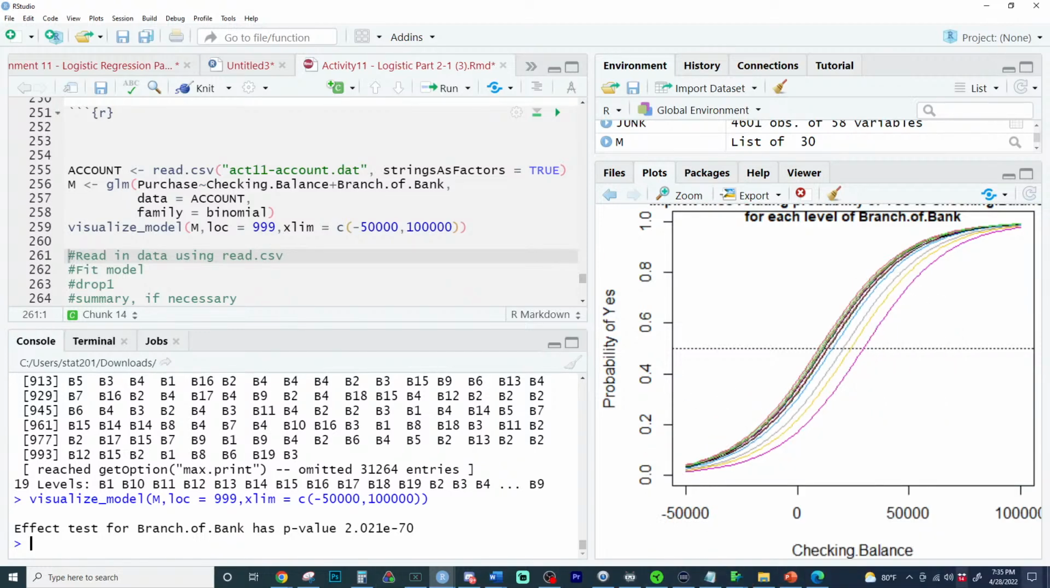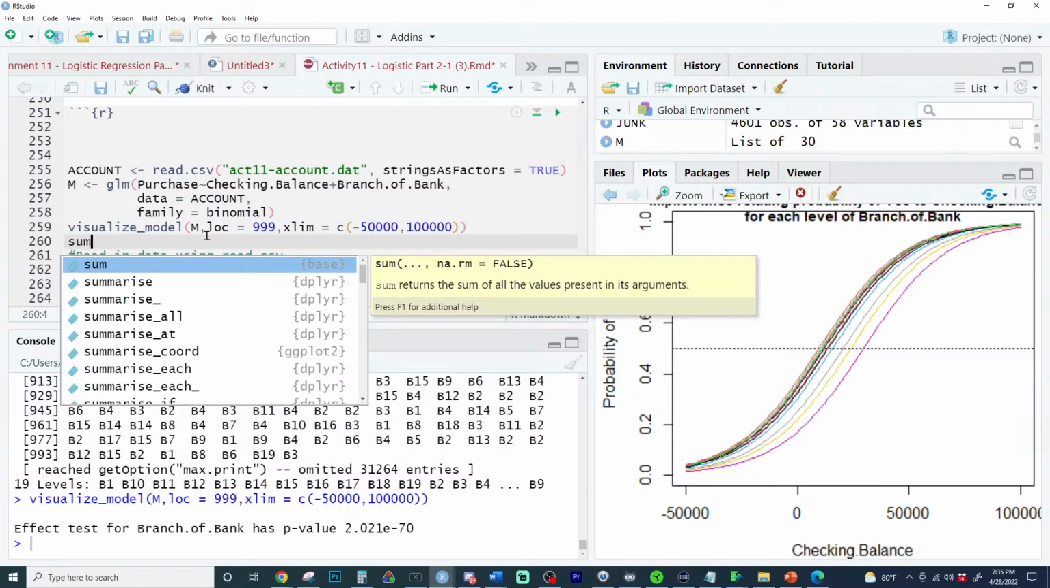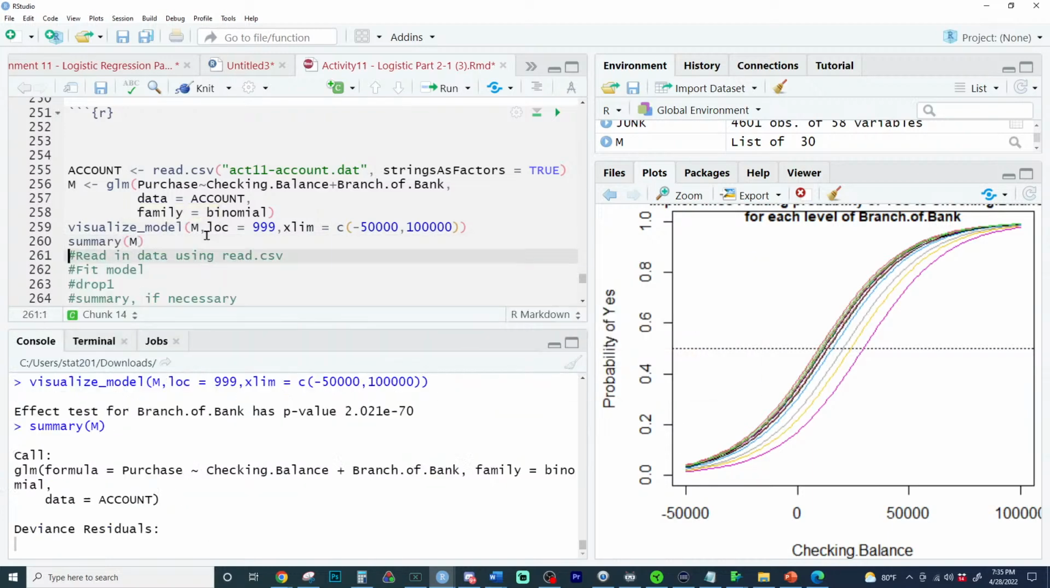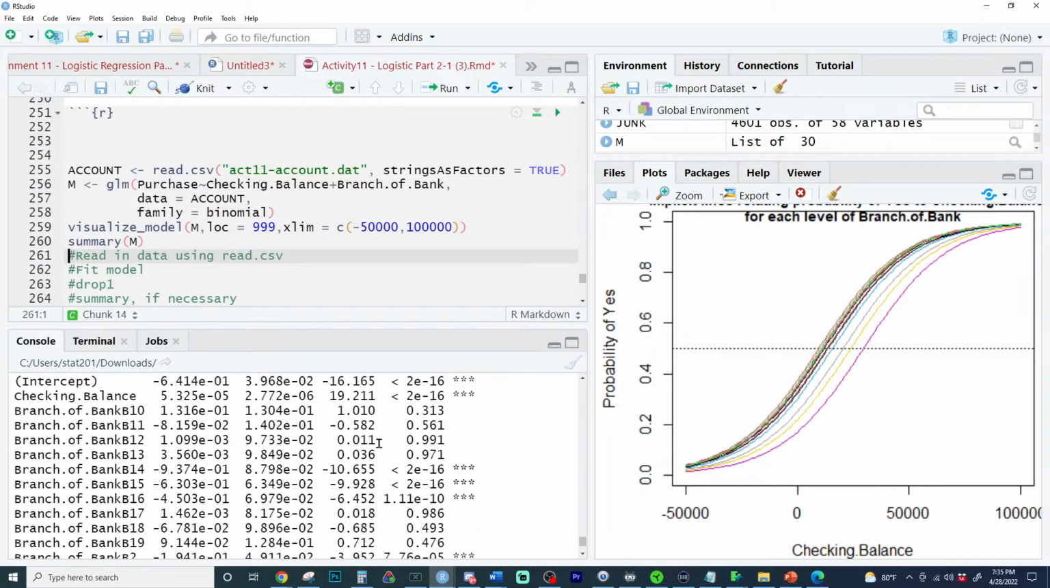So we're looking here at checking balance has a positive relationship with somebody purchasing, and branch bank also has a relationship here. But how could we see if branch bank itself is statistically significant? Because the output for it hints to the take home again. The output for it is going to show all these different levels right here.